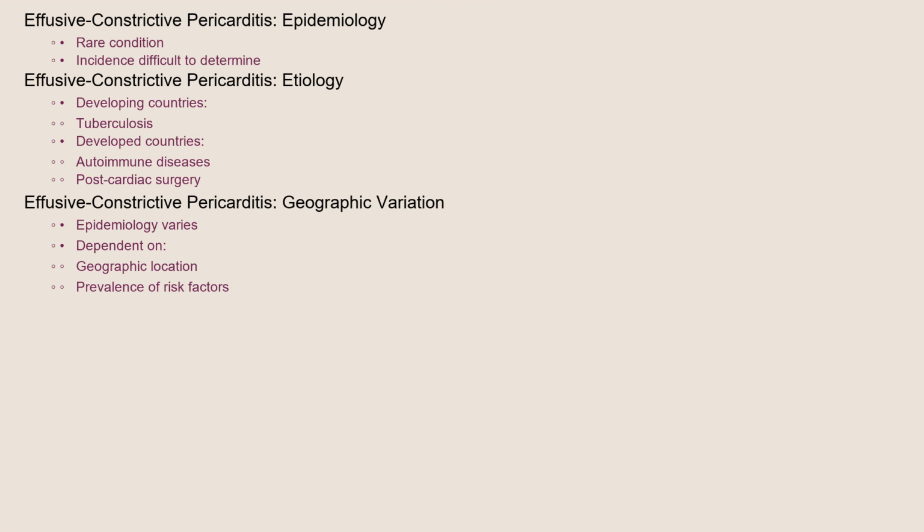Tuberculosis remains a significant cause in developing countries, while autoimmune diseases and post-cardiac surgery cases are more common in developed nations. The epidemiology varies depending on the geographic location and the prevalence of underlying risk factors.